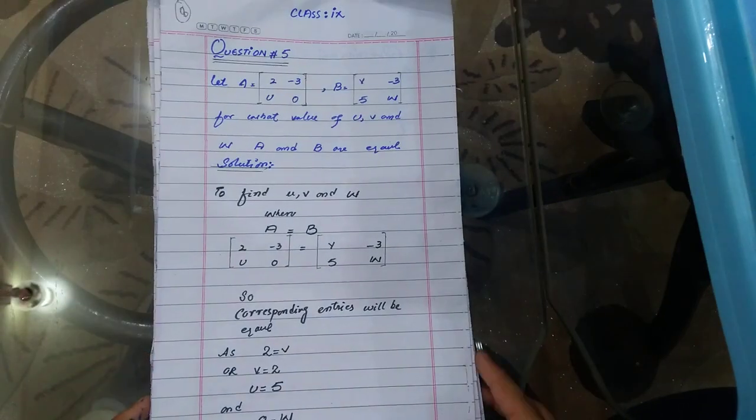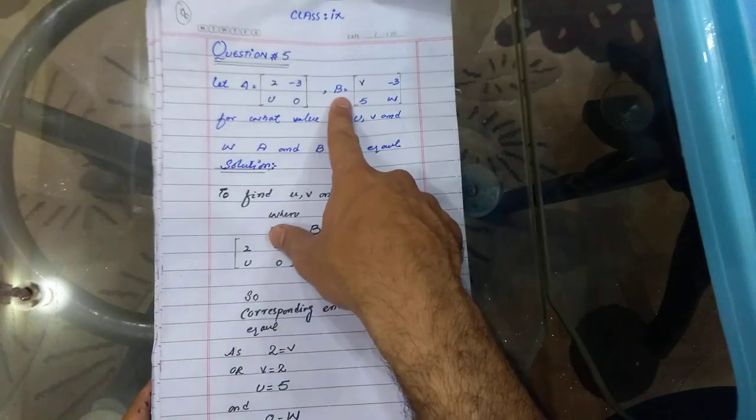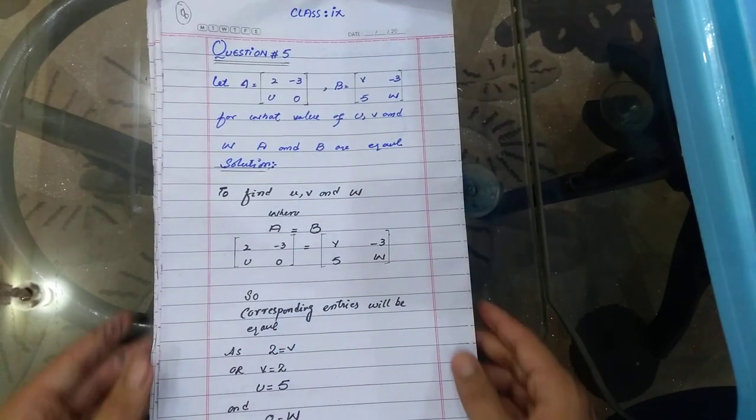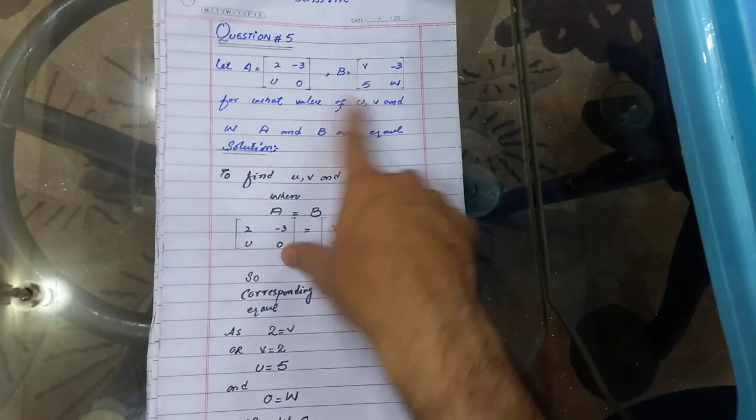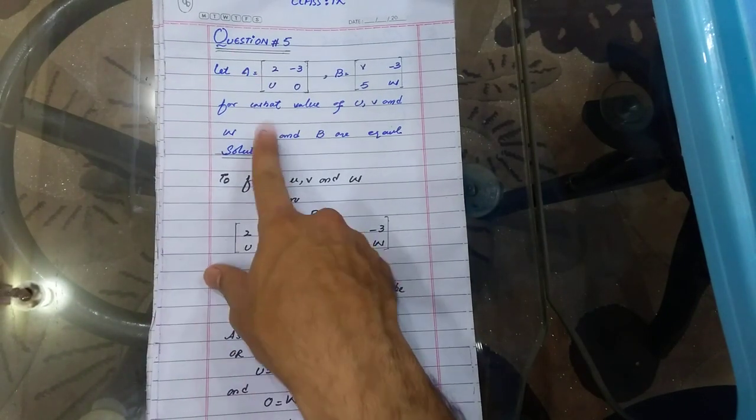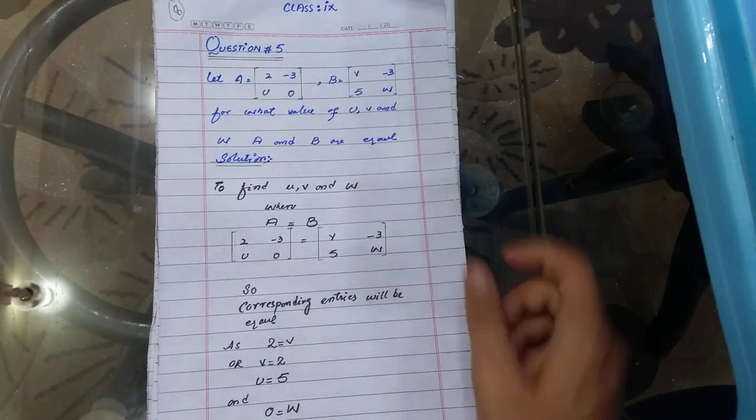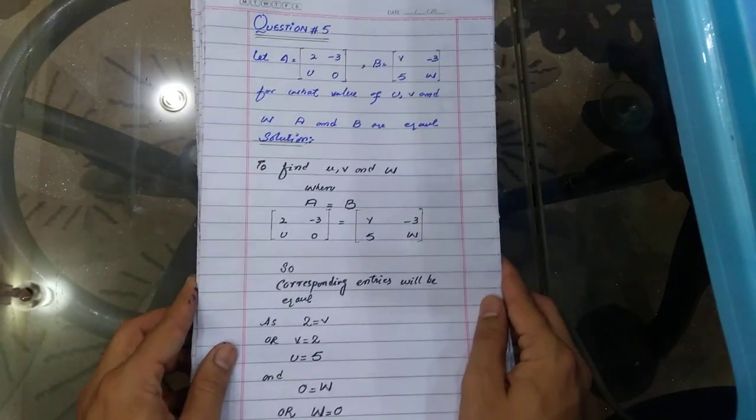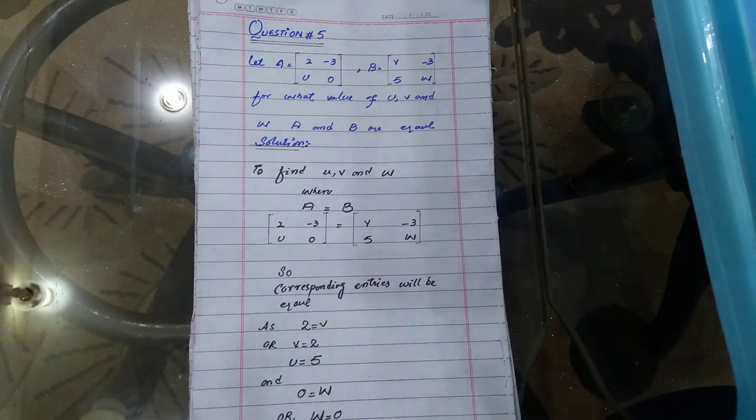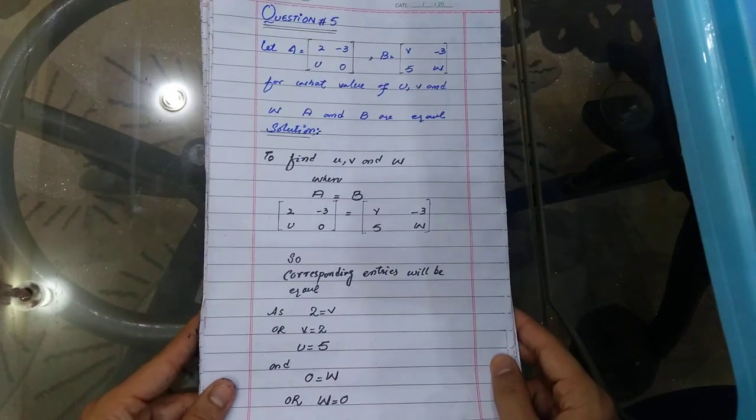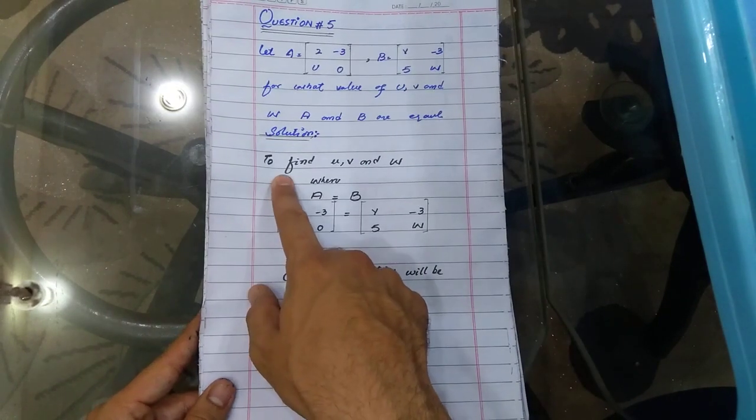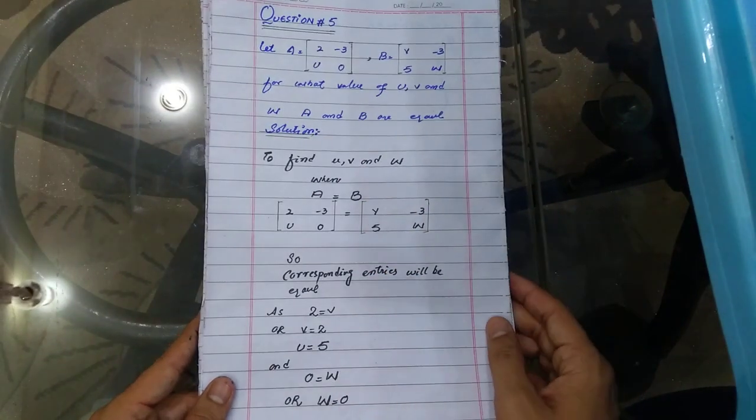So here students, this is question number 5. Let A and B be two matrices. He is asking us to find U, V, W if A and B are equal. Students, the main thing about any question is to start with the solution and start in the proper way. Why are we doing this? Because it is the criteria for your board examination.